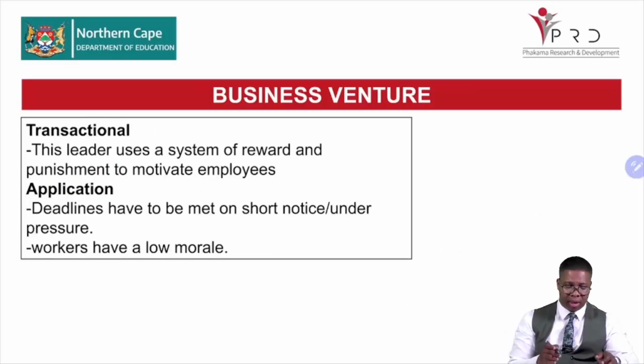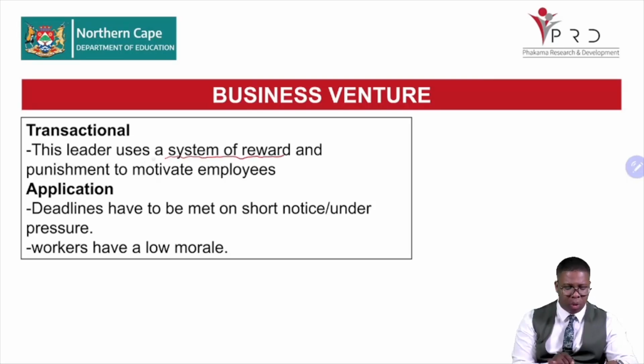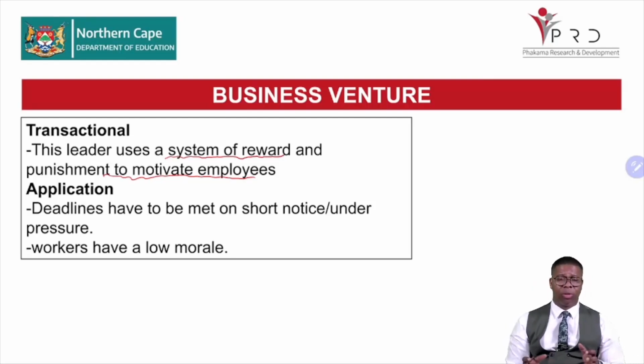Let us move to the other one, which is the transactional leadership style. The transactional leadership style will be used by the leader when certain situations occur. But before that, we need to know what it means. This is a leadership style that allows the leader to use a system of reward and punishment to motivate employees to achieve the business goals. When do you use this leadership style?